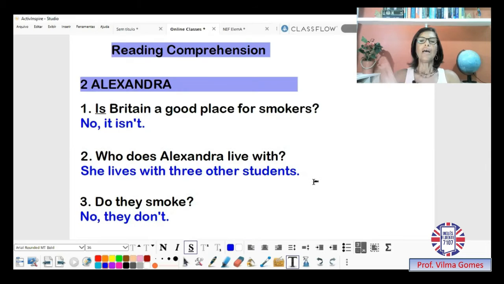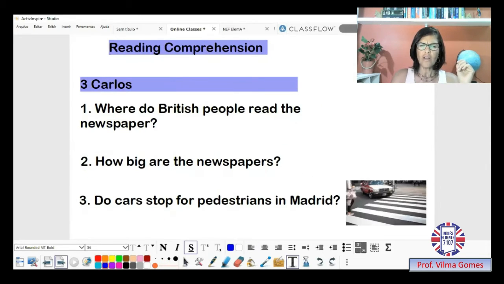Now let's move on to number 3. Number 3. Who is it? Carlos, right? Carlos. So what is Carlos' opinions? Right? Question number 1. Where do British people read the newspaper?